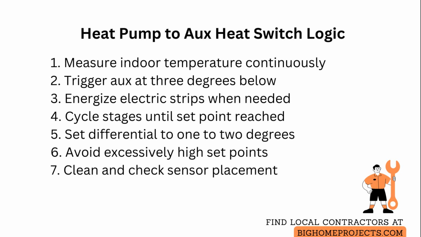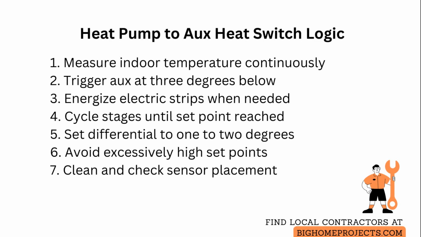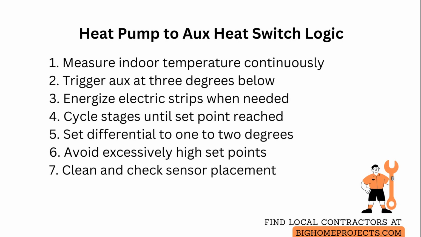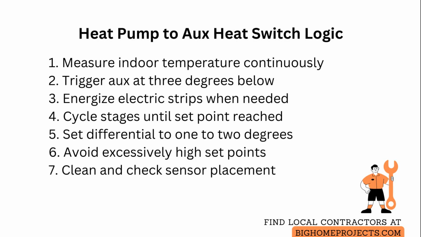So if you set 70 degrees and the room drops to 67 degrees, the controller interprets that as inadequate heat from the heat pump alone. The device then energizes the auxiliary electric strips to bring the space back to the desired temperature more quickly, and it will keep cycling between stages as needed until the room returns to the set point.